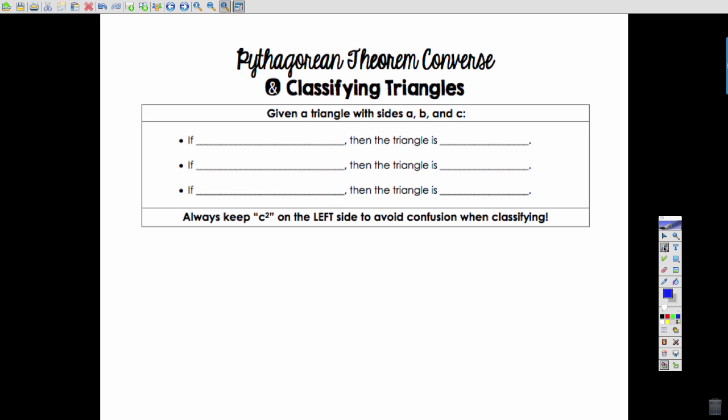I do want to review the converse of the Pythagorean theorem. If you recall, the Pythagorean theorem says, if I have a right triangle, then I would have this relationship: my hypotenuse squared, c squared, would equal a squared plus b squared.